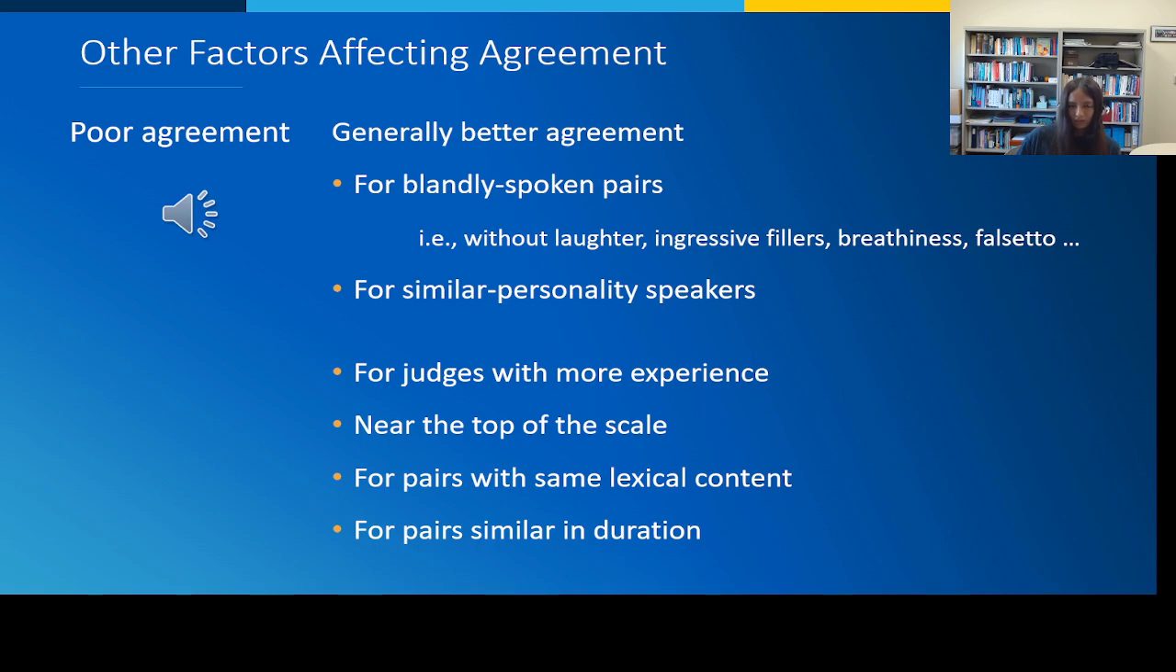So then, some other factors affecting agreement. Right now I'm going to play a clip and ask you all to rate it, and then I'm going to discuss why we think this clip had low agreement among the judges.